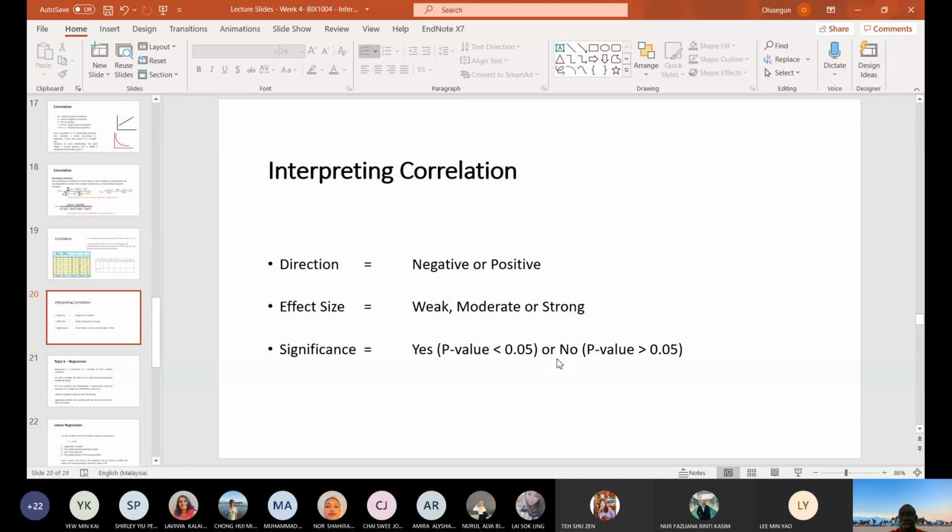But since we are in the digital world, the software will just give us a p-value, and once the p-value is less than 0.05, we consider it significant. When it is greater, it is insignificant. So that is how to interpret a correlation table.